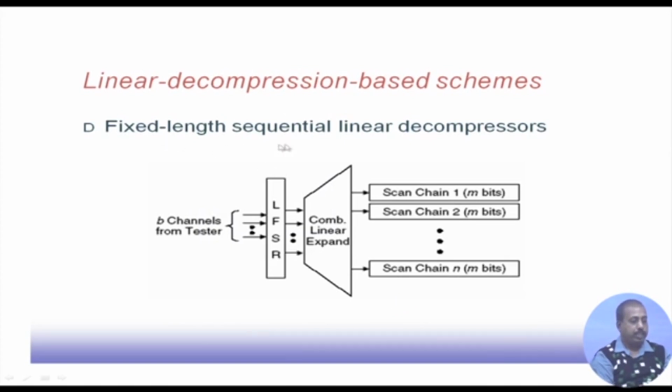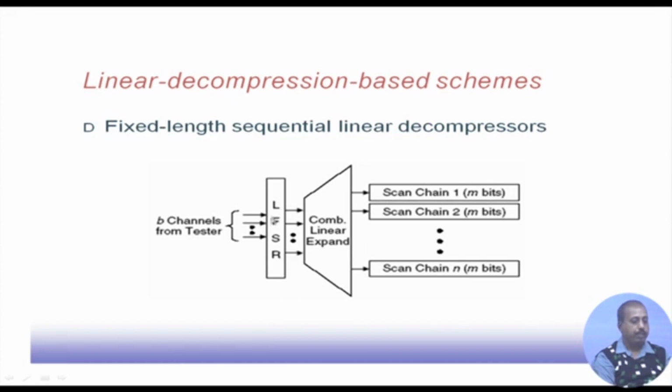So, there can be a fixed length sequential linear decompressor. Here from the tester we get B channels, and the B channels feed this LFSR. This LFSR generates some pattern, and that pattern passes through a combinational linear expander. This linear expander is giving us n bits. Each of these scan chains is m bits wide. In different cycles this LFSR will generate patterns, and those patterns will be fed bit by bit into this scan chain slice. In the first clock cycle the first slice will be loaded, then the next slice will be loaded. That way these scan chains are getting loaded.